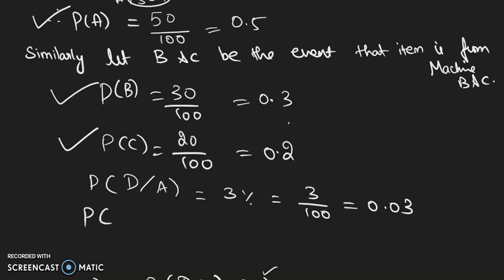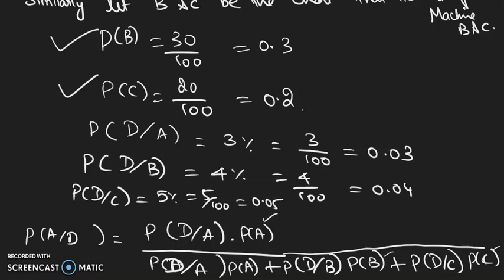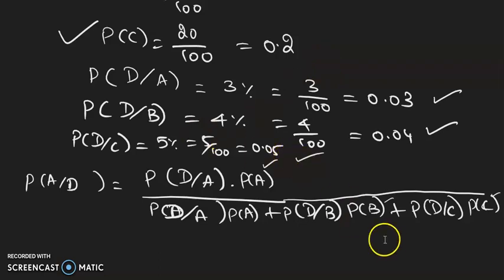The next one is defective from B. They have given 4%, which is 4 by 100, equal to 0.04. The next one is defective from C, that is 5%, which is 5 by 100, equal to 0.05. So I'm selecting something from A and found it to be defective. This is P of D given A, this is D given B, and D given C. Now we got all the values, we just have to substitute them.